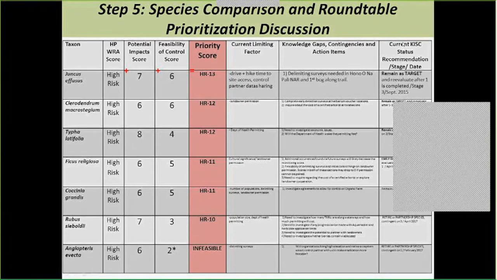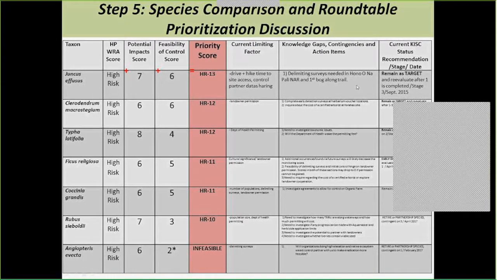And then here we have this category, which is the current KISC status recommendation, which would be something like remain as target or is currently an early detection species. And we're going to reevaluate that after number 1, which is our knowledge gap, is completed. And then it lists the date and the stage.